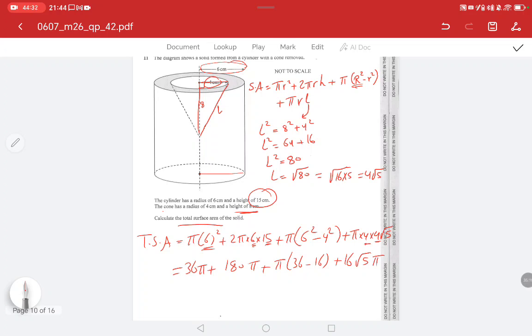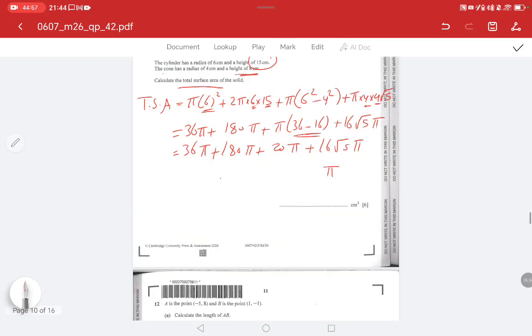Okay, now what we have, let's calculate all of that. So how many pi do we have here? 36 pi plus 180 pi plus this one is 20 pi. And we have 16 square root of 5 pi. Okay, we can take this pi outside, factorize.